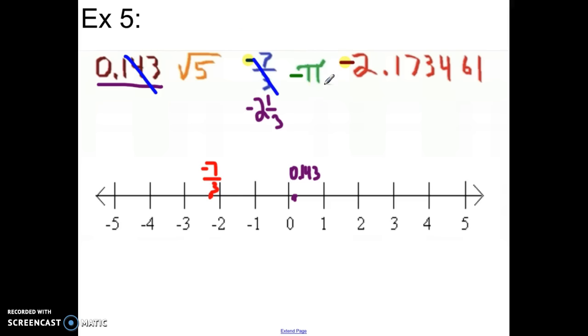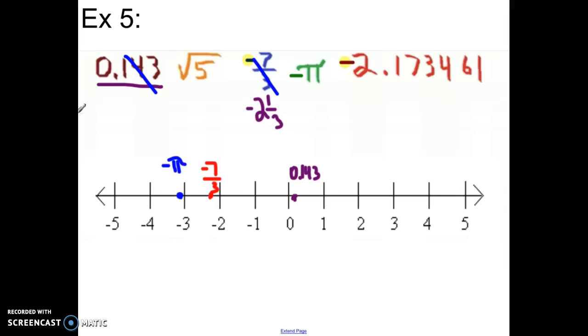Negative pi. Pi equals 3.14159, on and on. So negative pi is going to be negative 3.14, on and on. So that's going to be just a little to the left of negative 3. So that's my negative pi.